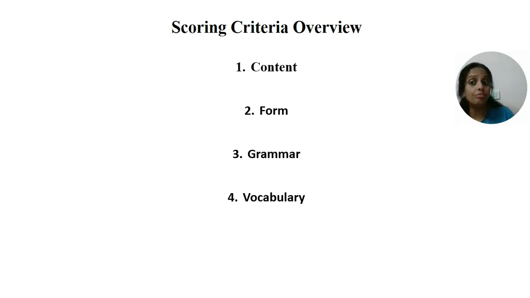And the second one, form. Remember, your response must be written as a single complete sentence. This format is non-negotiable. Writing in multiple sentences or failing to meet the word count will result in losing this point. So please be mindful of this form.